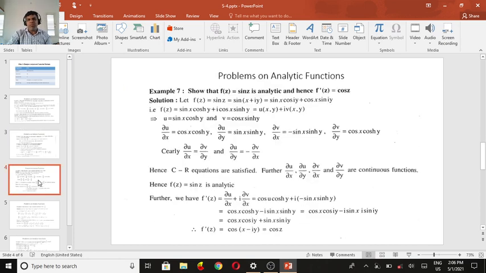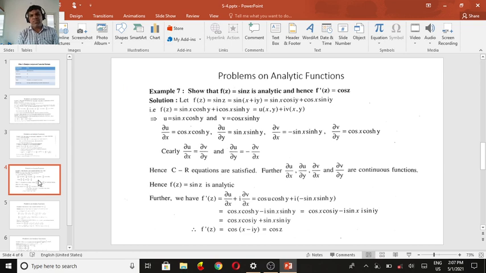In the same way, we come to one more example regarding the derivative. f of z equal to sin z is analytic and the derivative of sin z is cos z. In the same way, we express it using the Cauchy-Riemann equations. So f of z equal to sin z, where z here is a complex number. We write z as x plus iy. So sin of x plus iy. Using the sin of a plus b formula, sin a cos b plus cos a sin b, we write sin x cos iy plus cos x sin iy.